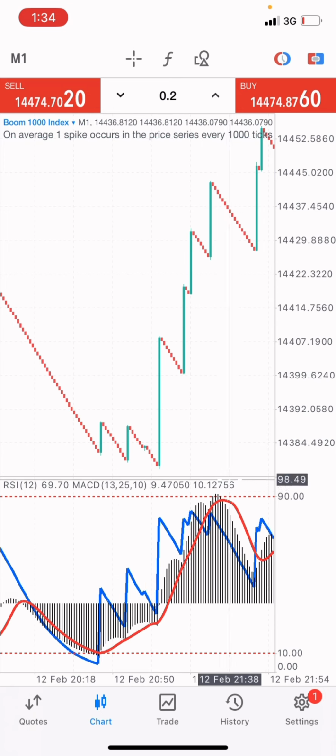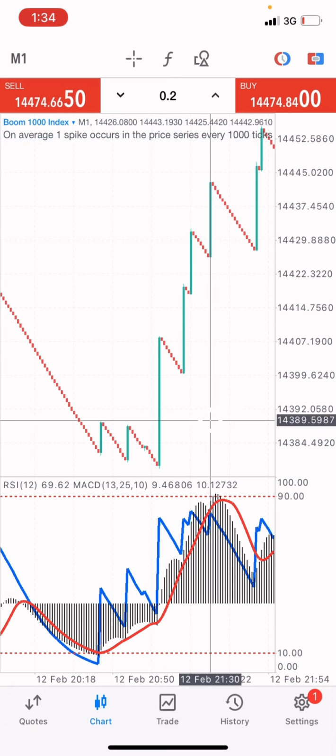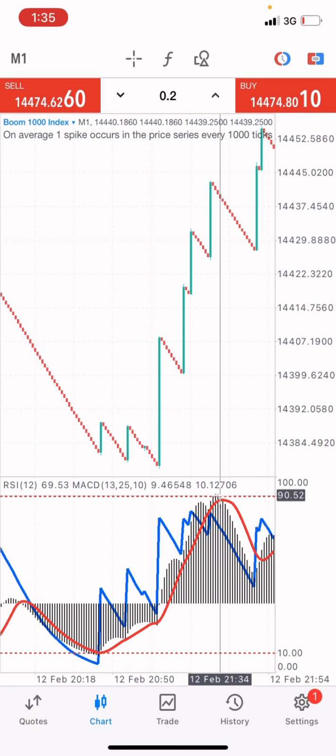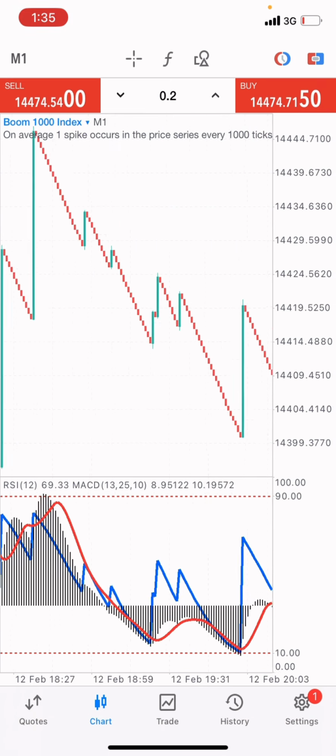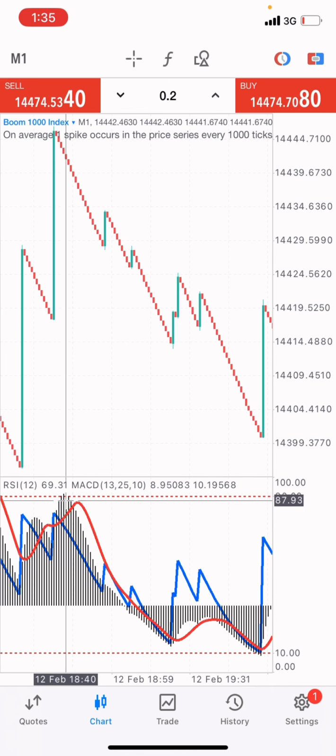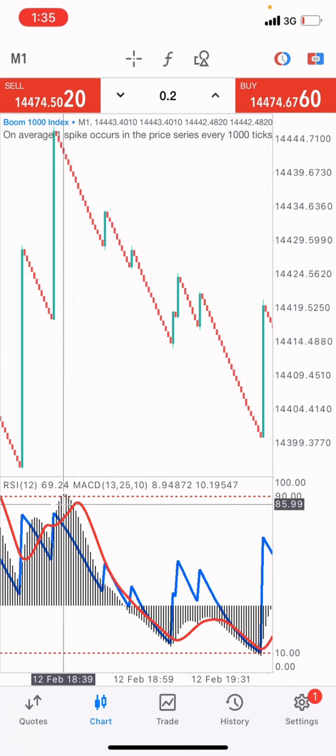The spike will come through first. Take a look at it. This is the spike. A spike will come through before it touches above this point here. So after the spike, you need to see a spike before you place a sell.